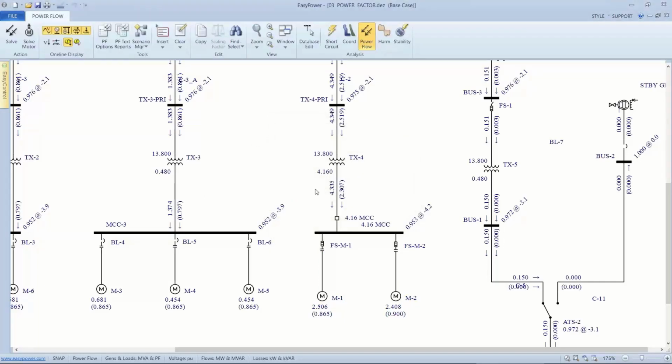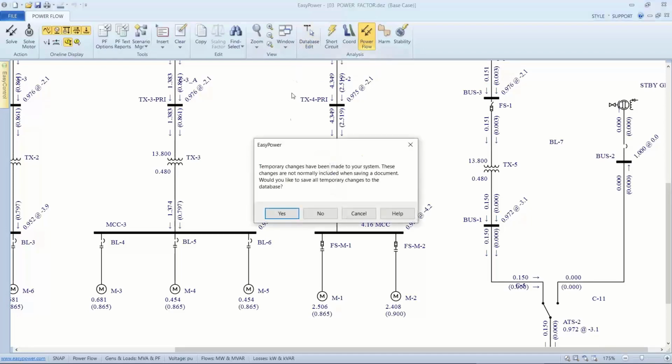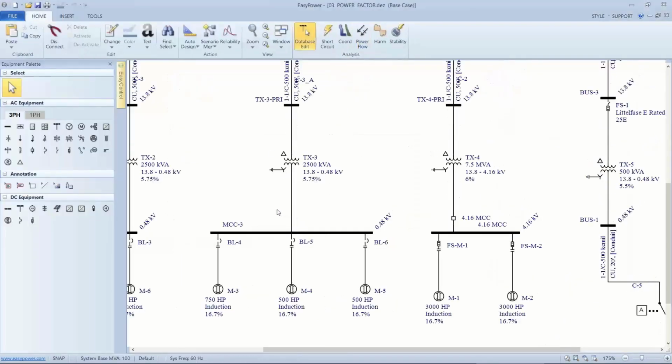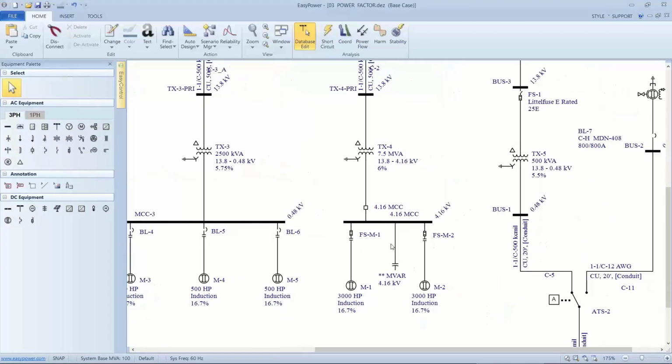And that shows that we have a 2.307 reactive power demand at this point. So we need to compensate for 2.307 megavar. If I go back to database edit, now this, I'm not designing a power factor correction, I'm doing a what if. What if we did power factor correction by putting in a capacitor bank on that motor bus?